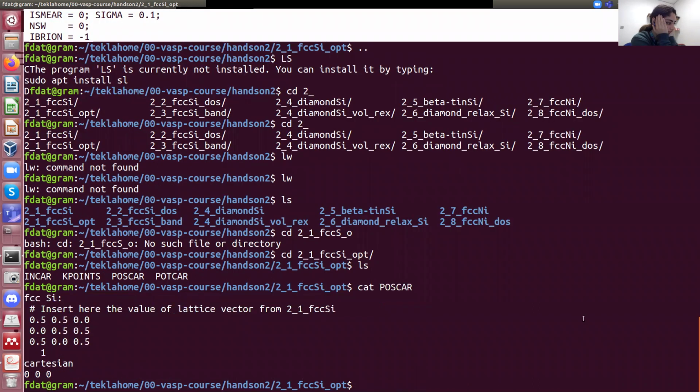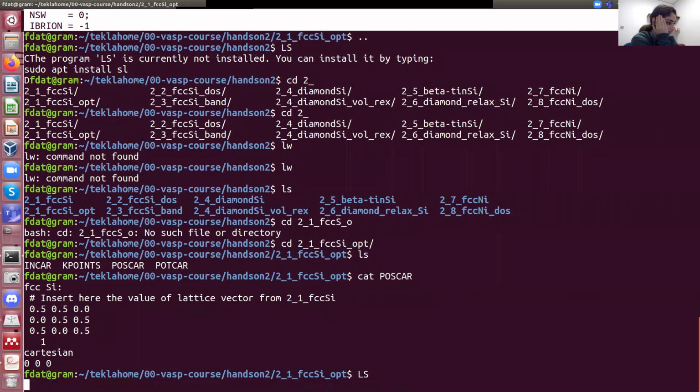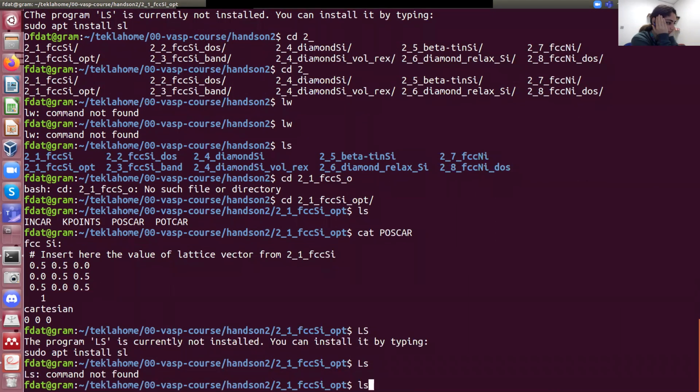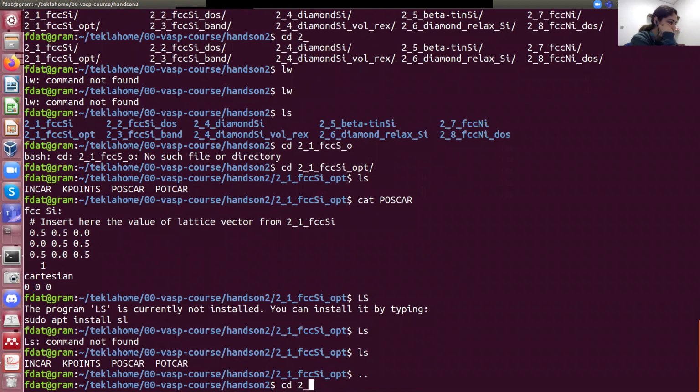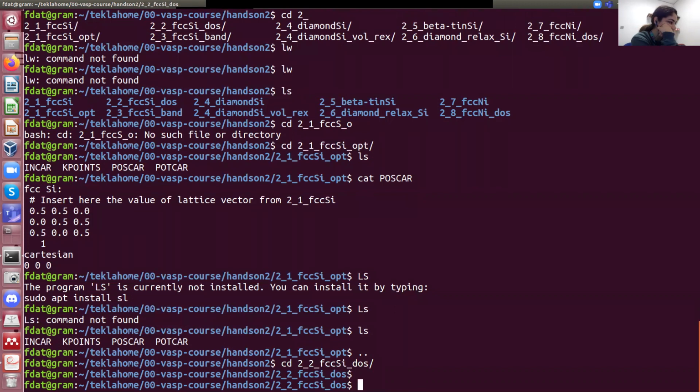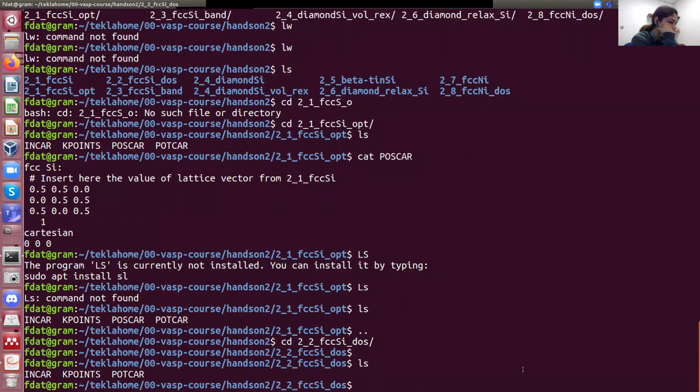In this case, you just need to insert the value. Then here in this folder, you will get the CONTCAR and also like the CONTCAR. And then, as you say, you will move the CONTCAR to this folder as a POSCAR. Because here you see that you don't have a POSCAR. Okay. So the POSCAR of this 2.2 will come from the 2.1 FCC SI _ opt.